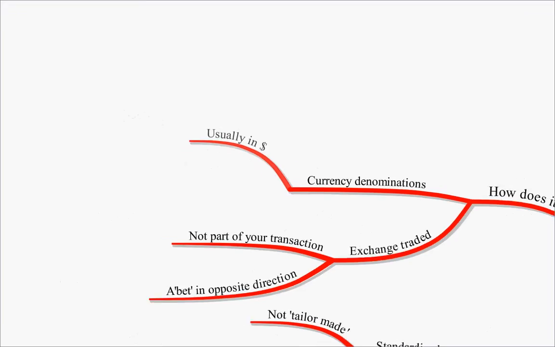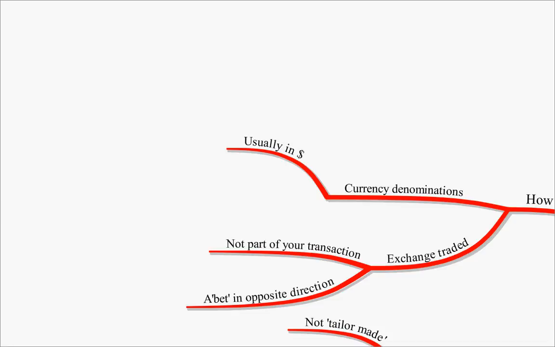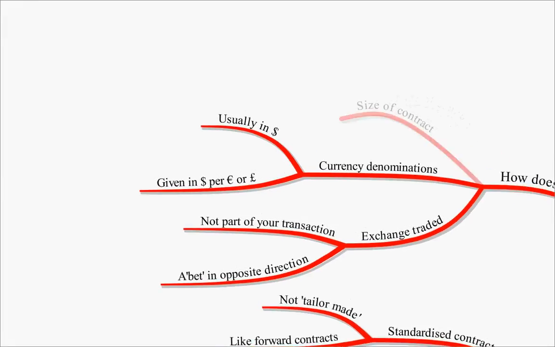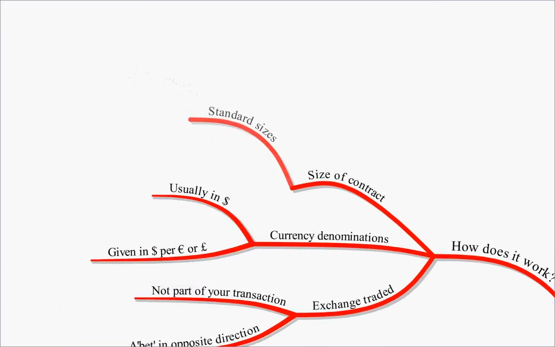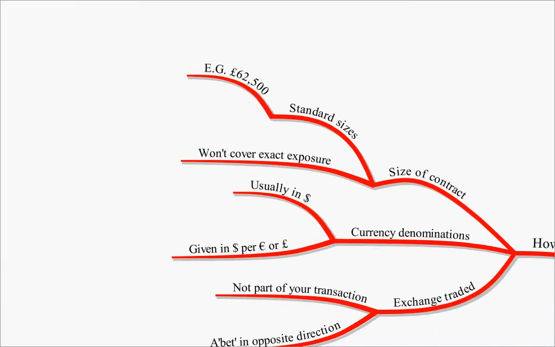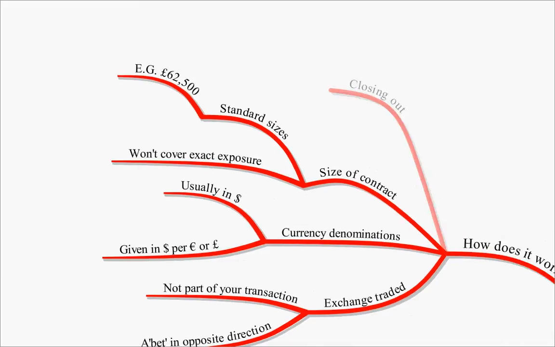So the currency denominations are usually in dollars because the exchange is in the US, and they're given in dollars per euro or dollars per pound. The size of the contract, standard size is usually 62,500 on the exchanges. So it won't cover your exact exposure. You'll have to buy a certain number of contracts and leave a little bit uncovered.